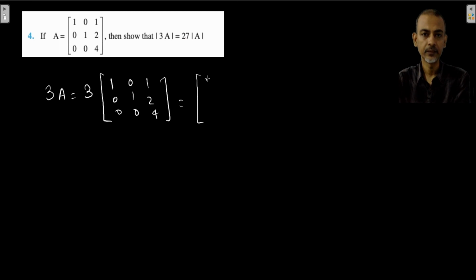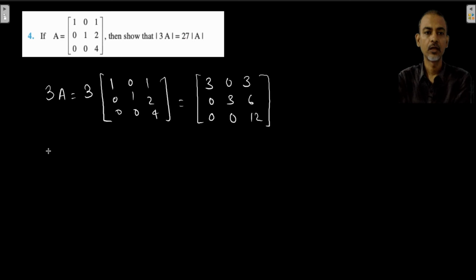So 3 into 1 will be 3, 3 into 0 will be 0, 3 into 0 will be 0, 3 into 0 will be 0, 3 into 1 will be 3, 3 into 0 will be again 0, 3 into 1 will be 3, 3 into 2 will be 6, 3 into 4 will be 12. Okay, so this is what we have got. Now we have to calculate the determinant of 3A.